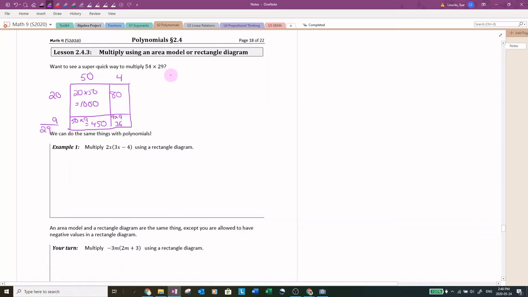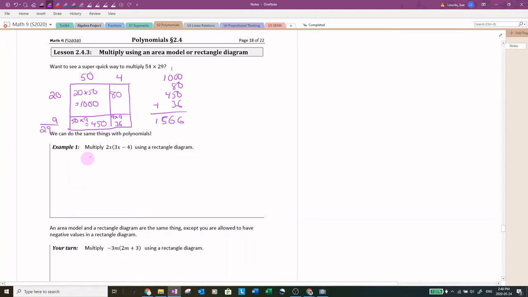And then I just add them up. I go 1,000 plus 80 plus 450 plus 36. Add them all up, that's a 6. 8 and 8 is 16, carry 1 is 5, 1566. There's my total. Okay, that was kind of neat, wasn't it? I broke it up into chunks and I multiplied the chunks. So I can do the same thing with a polynomial.